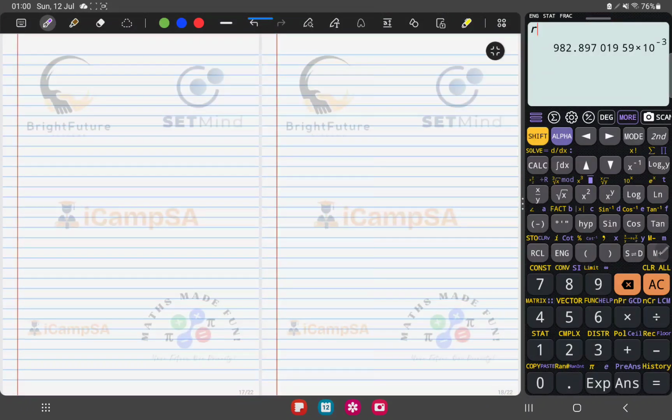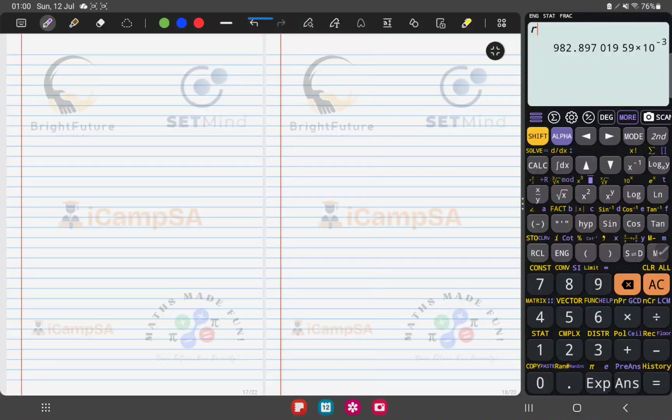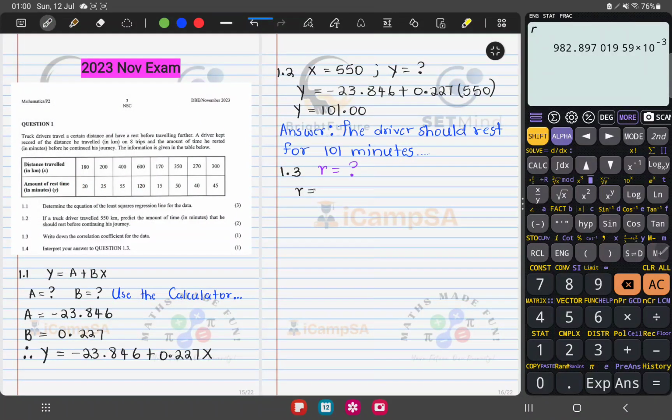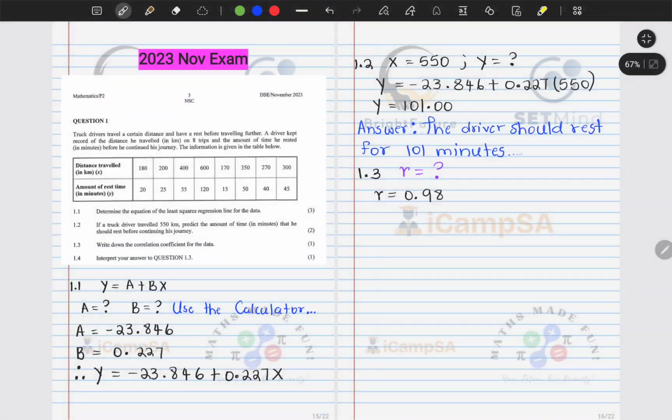You will see that what we have is R equaling 0.98, if I just round it to 2 decimal places. And what does this R suggest? It's very close to positive 1. So this means that we have a strong positive correlation. So 1.4.